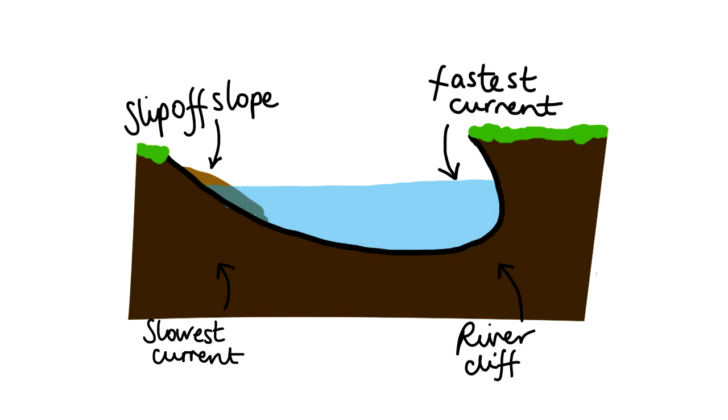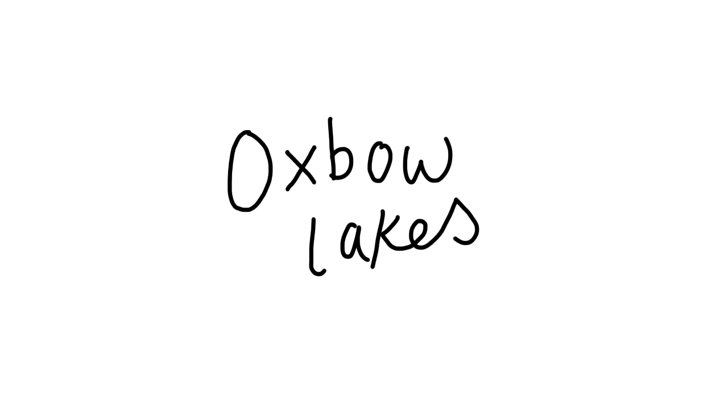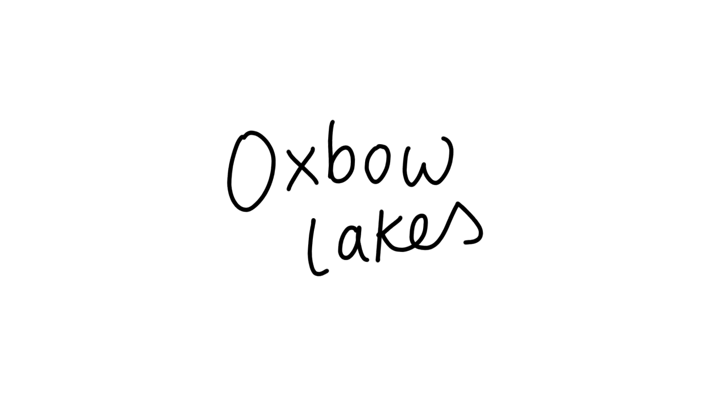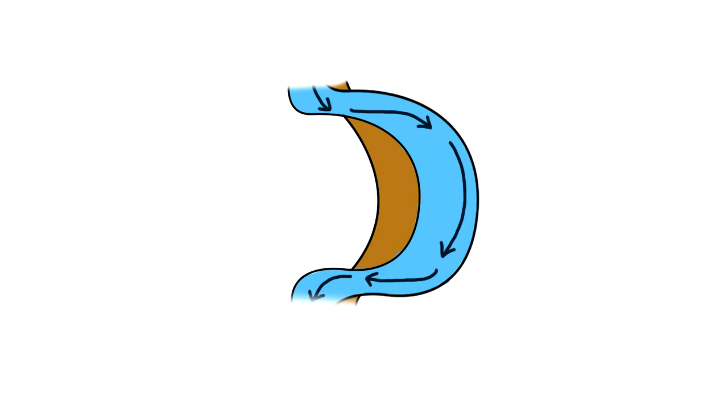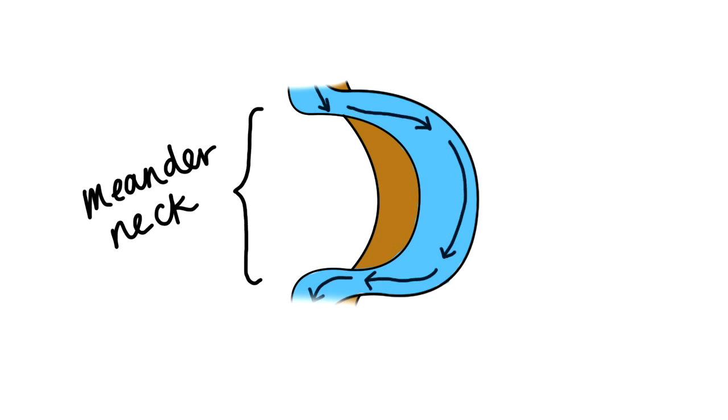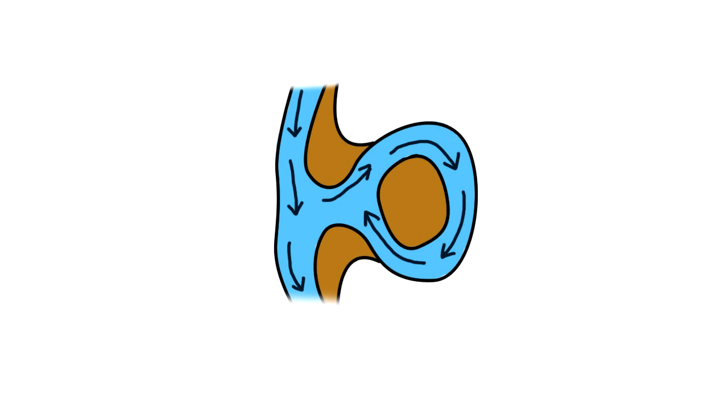Oxbow lakes are horseshoe-shaped lakes separated from an adjacent river. They are the evolution of meanders that undergo extensive deposition and erosion. As we already know with meanders, strong erosion takes place on the outside bend and deposition takes place on the inside. Eventually, the meander neck begins to narrow. In times of high discharge, such as a flood, it's more efficient for a river to flow through the neck of a meander than around it, and when discharge levels return to normal, the water continues to follow this course.